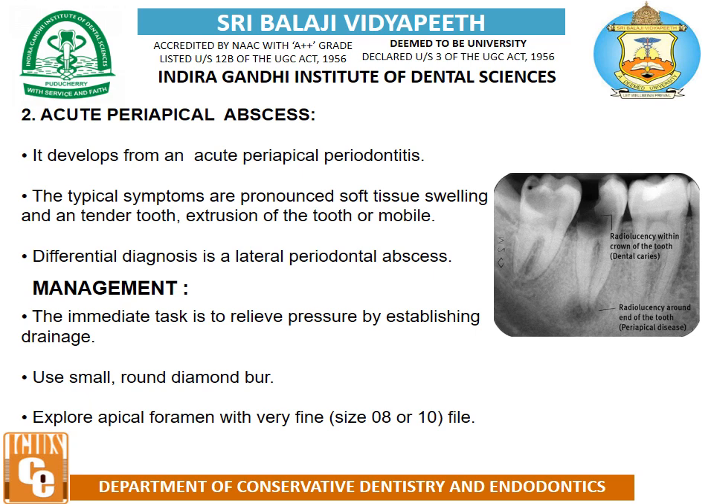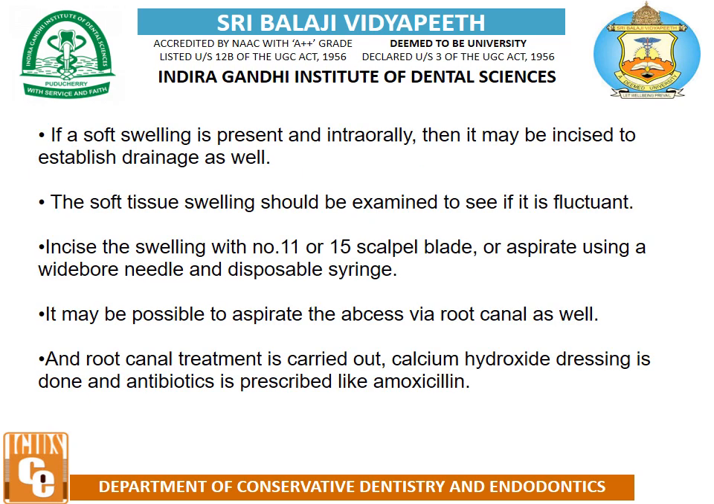Use a small round diamond bur. Explore the apical foramen with a very fine size 08 or 10 file. If a soft swelling is present intraorally, then it may be incised to establish drainage as well. The soft tissue swelling should be examined to see if it is fluctuant. Incise the swelling with a number 11 or 15 scalpel blade or aspirate using a wide bore needle and disposable syringe.